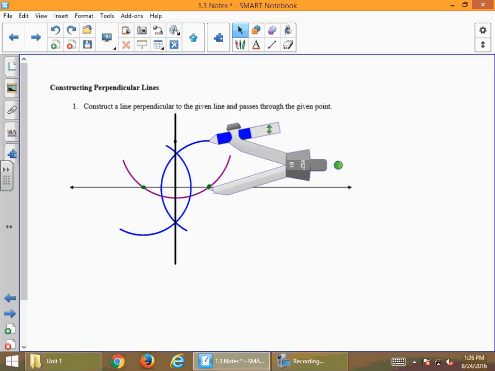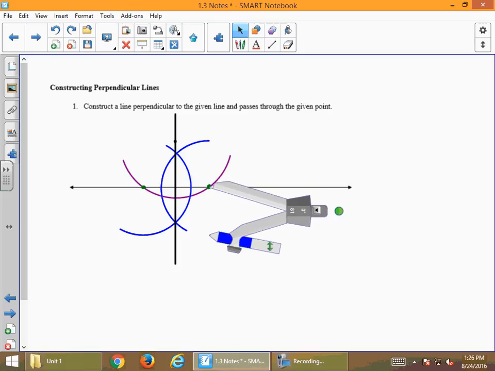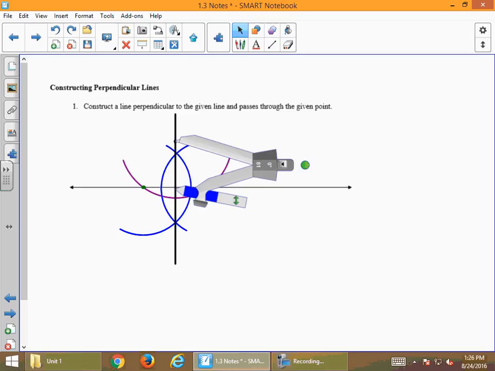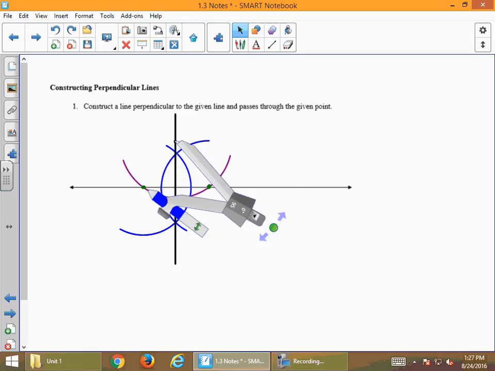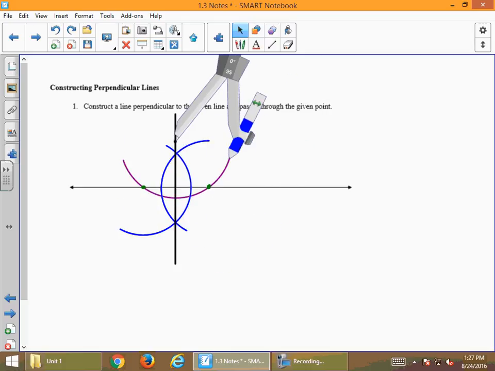So just like the last one, just like the perpendicular bisector, you just have one more step beforehand. You put your needle on the point, open up the compass so it goes past the line, draw an arc so it intersects the line twice, and then you have these two intersection points. Then you just do a perpendicular bisector of this little segment you make. You're ignoring the rest of the line. It doesn't matter anymore.